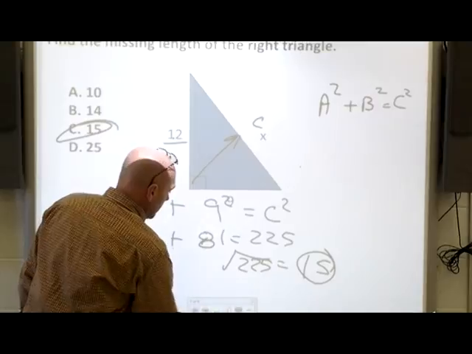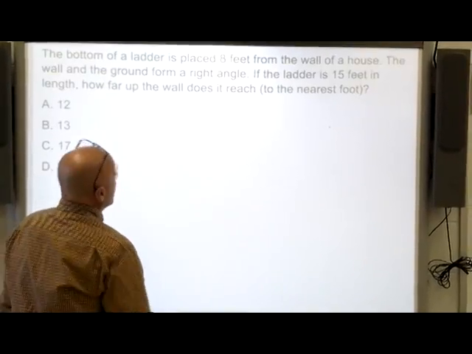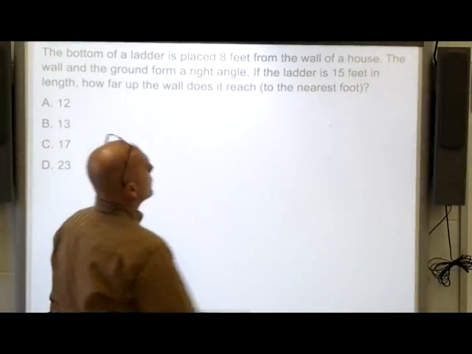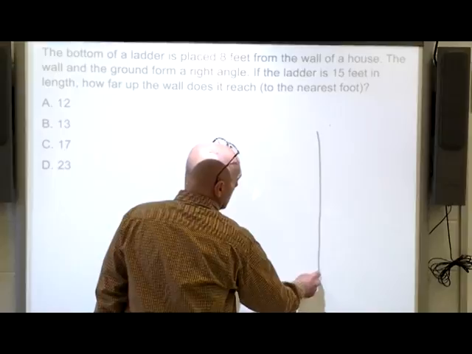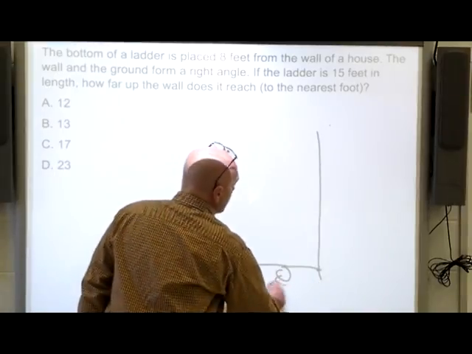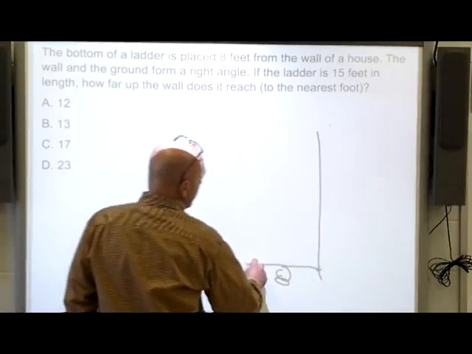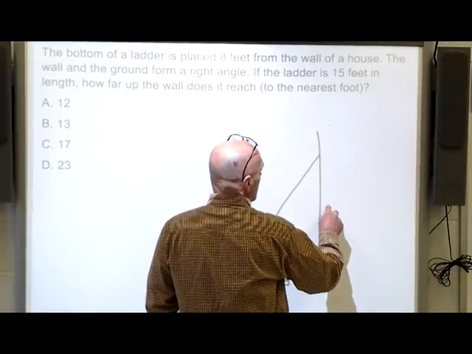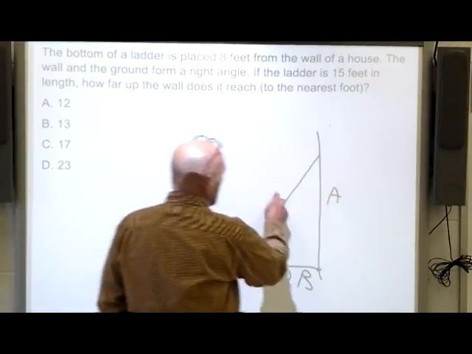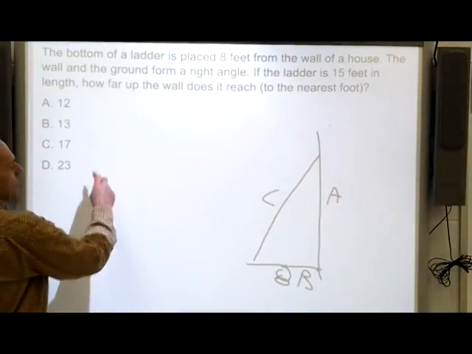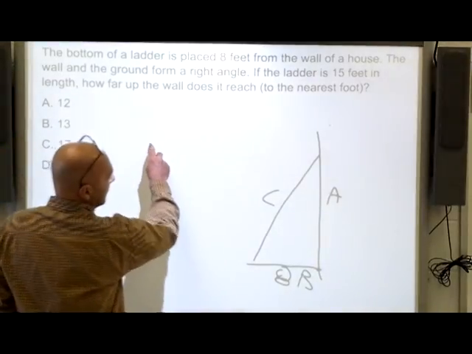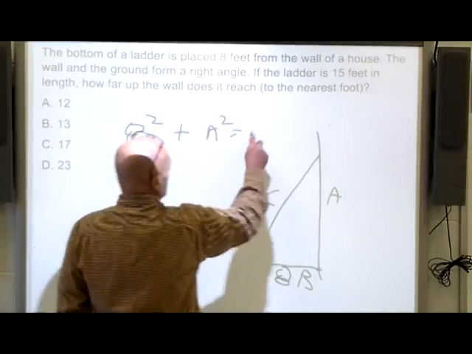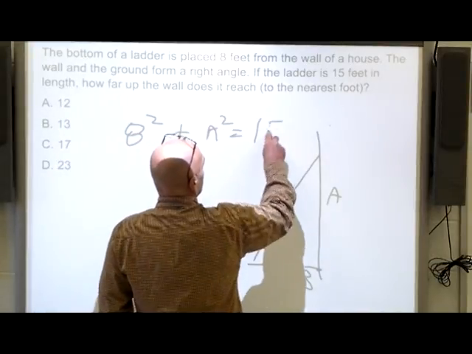Let's try another problem. It states that the bottom of a ladder is placed 8 feet from the wall of a house. So we have the wall of the house, and the bottom of the ladder is going to be 8 feet out. We have a ladder that is 15 feet long, and it wants to know how far the ladder will reach up the wall. We can have A, B, C again. We set those numbers up. We're going to have 8 squared plus a squared equals 15 squared.